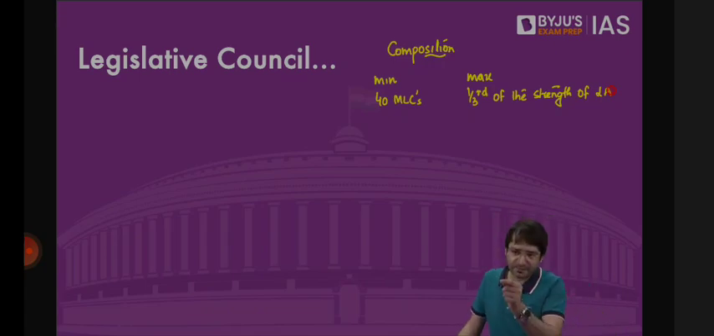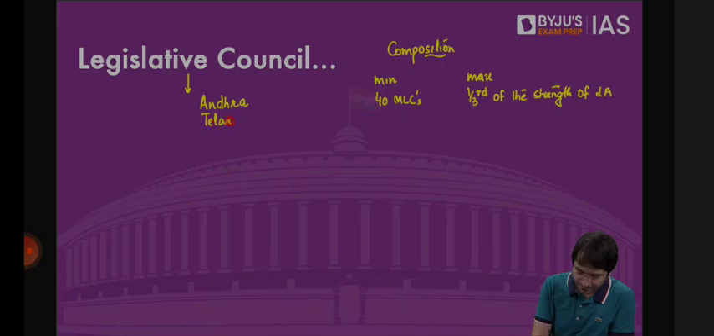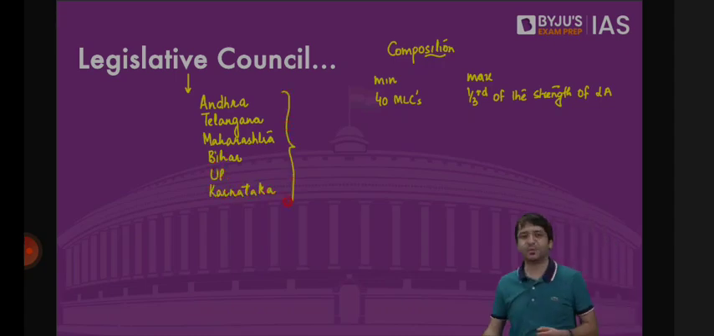So if the Legislative Assembly has 300 MLAs, and the Legislative Council is provided for that state, minimum it can have 40, maximum it can have 1/3 the strength of the Legislative Assembly, which is 100. That is the composition. There are 6 states in India where we have a Legislative Council. Which are these states? Andhra, Telangana, Maharashtra, Bihar, UP, and Karnataka. These are the 6 states where we have a Legislative Council.